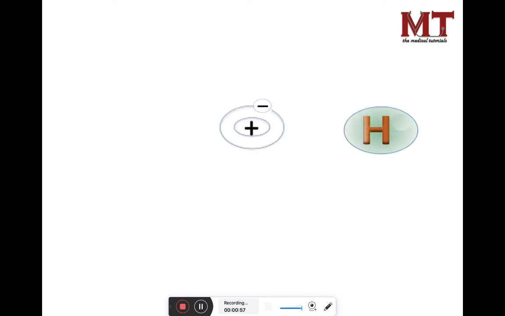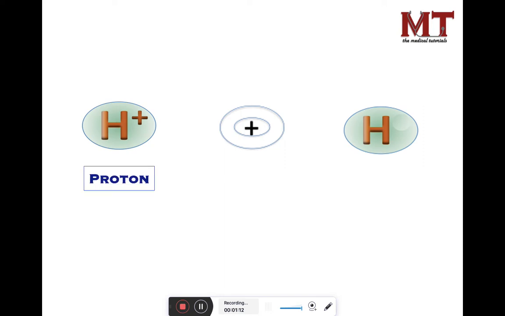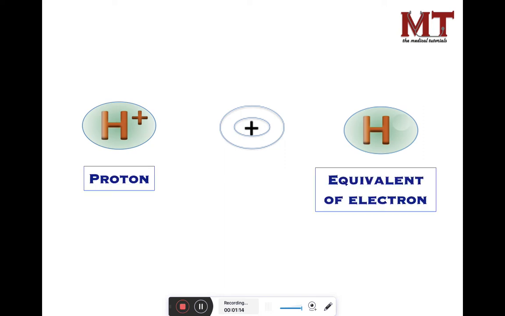This is a hydrogen atom. In the hydrogen atom, there is no neutron, there is only a proton in the nucleus. When the electron is lost, what is left is a proton. So hydrogen ion is basically a proton. While the hydrogen atom, I am saying the entire hydrogen atom, that is an equivalent of electron. It is not an actual electron, but it is an equivalent of electron.